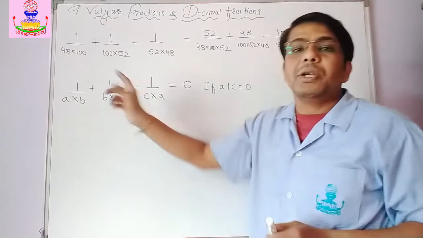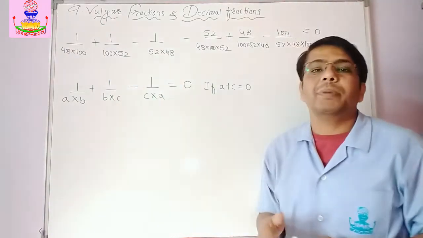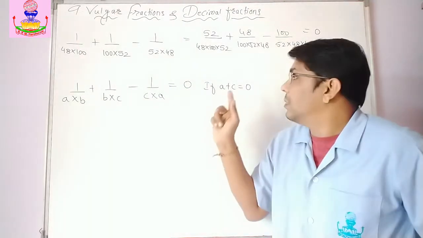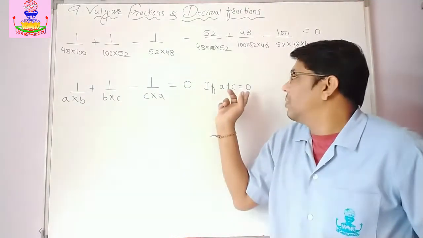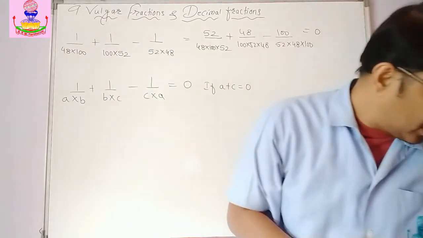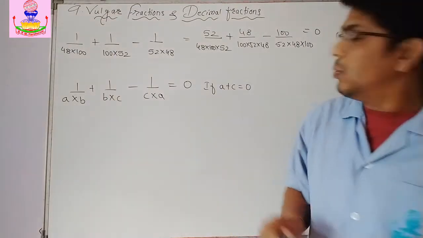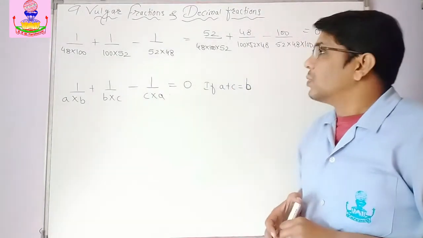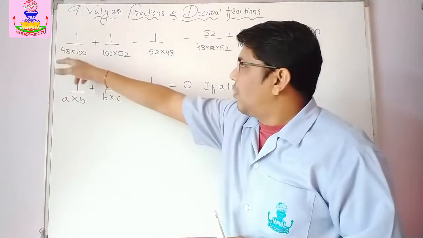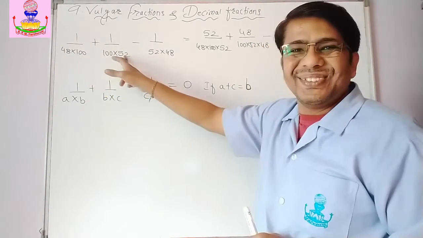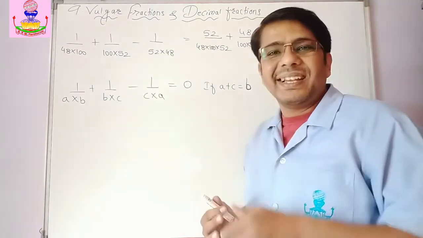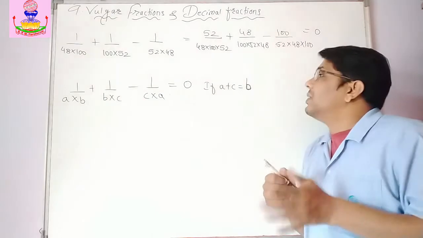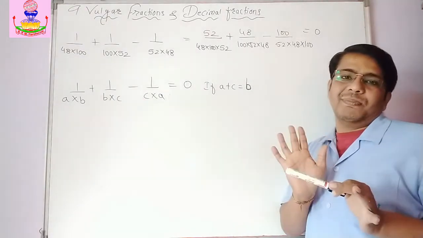So this is the basic of it. 1 upon A into B plus 1 upon B into C minus 1 upon C into A should always be equal to 0 if A plus C is equal to B. What is A? 48. What is C? 52. 48 plus 52? 100. And what is B? 100. So if A plus C is equal to B, then your answer is always going to be 0.